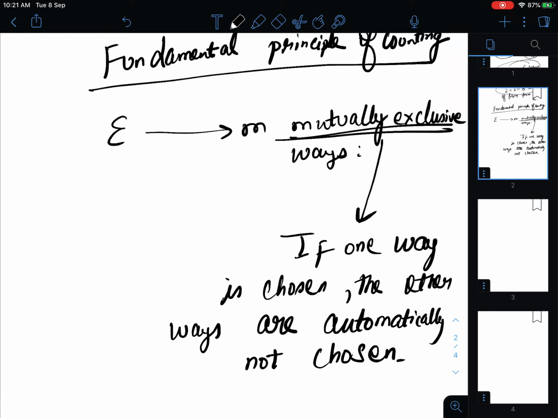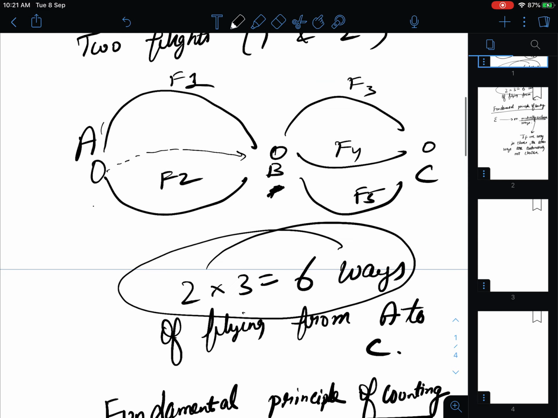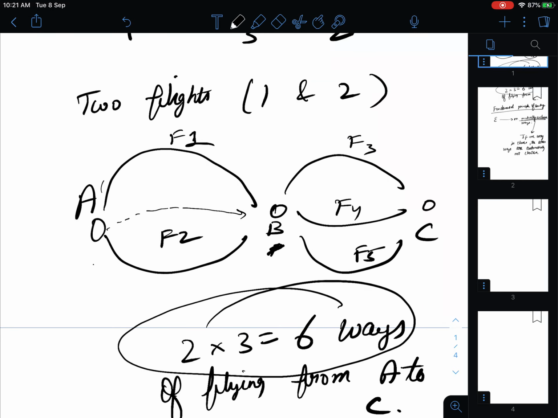Now, in the above example, flight 1 and flight 2 are mutually exclusive ways of flying from A to B. If one flies by flight 1, then he or she is not simultaneously flying by flight 2 and vice versa. Similarly, flights 3, 4 and 5, F3, F4 and F5, are mutually exclusive ways in which you can go from B to C. If one is flying by, let's say, flight 4, he or she is not at the same time flying by flight 3 or flight 5.